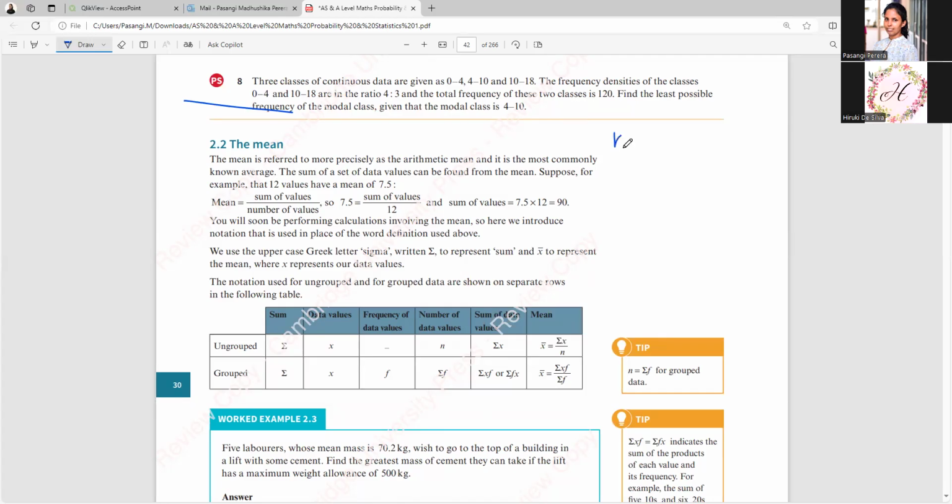They have given the mean, so the mean value is 7.5. The number of values is 12. Then we know that the mean equals the sum of values divided by the number of values. Now, this 7.5 should equal the sum divided by 12. Then the total value is 7.5 times 12. That is done. We already know.